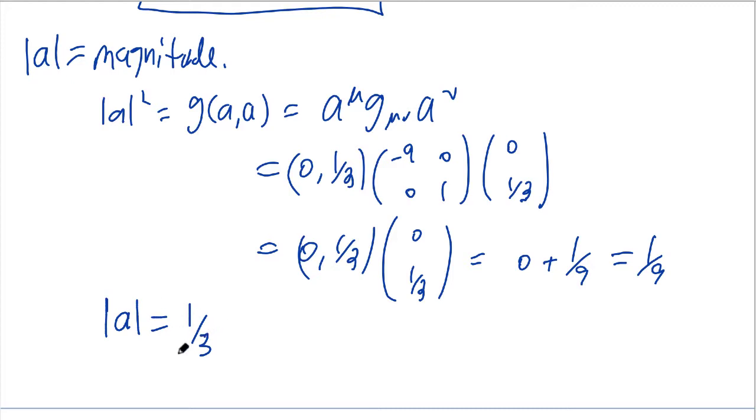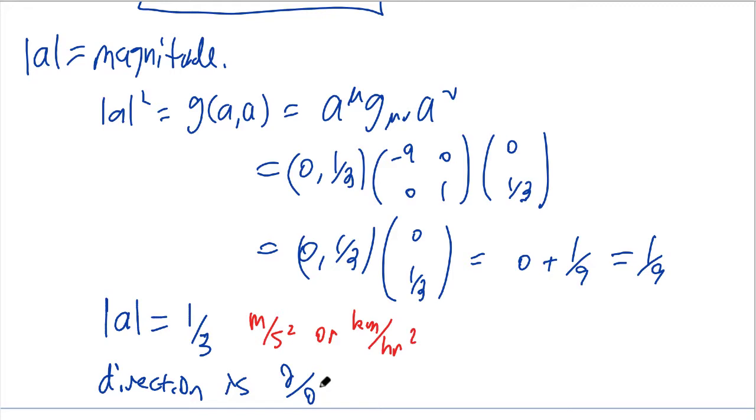What this means is if you're in a rocket ship traveling along this world line, what you'll find is that your acceleration is 1/3 in whatever units you're using, meters per second squared or kilometers per hour squared or whatever. And the direction of the acceleration is in the direction of this vector, d by dx.